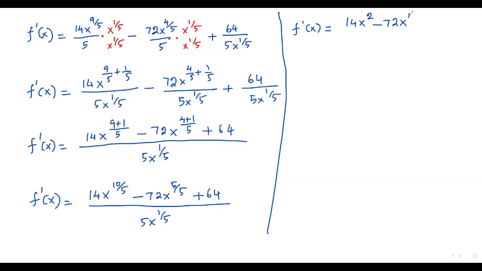So whenever there is an exponent 1, we don't have to mention it. Then we have positive 64, everything divided by 5 times x to the power of 1 over 5. Now I got the first derivative. That's all the simplification I can do over here in the first derivative.